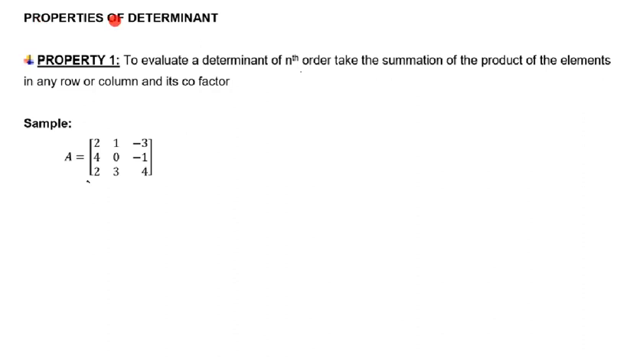So we have here the properties of determinant. So the property 1, to evaluate a determinant of nth order, we have to take the summation of the product of the elements in any row or column and its cofactor. So we have here a matrix A, an example, a 3 by 3 in dimension.